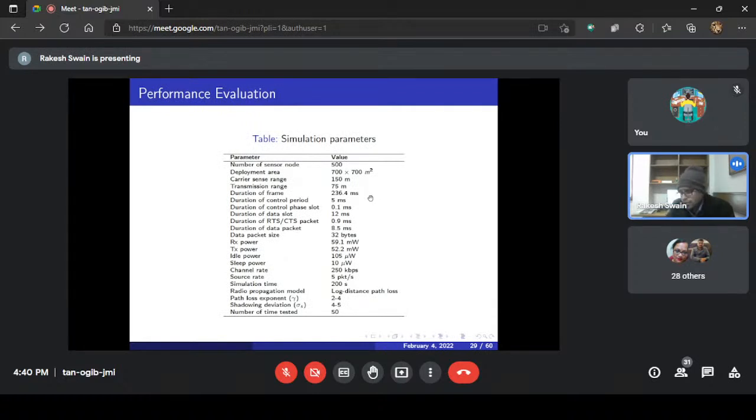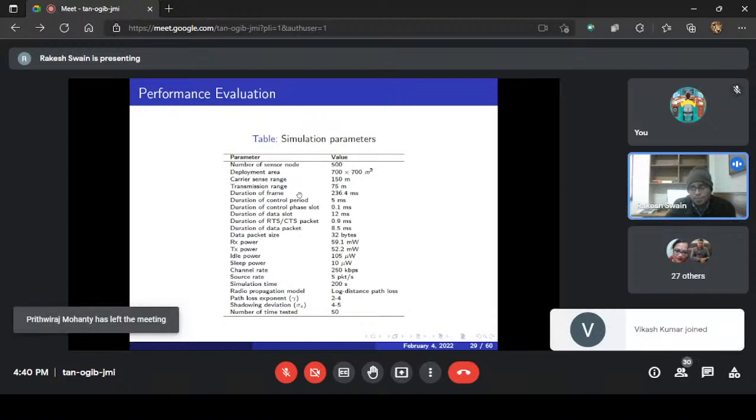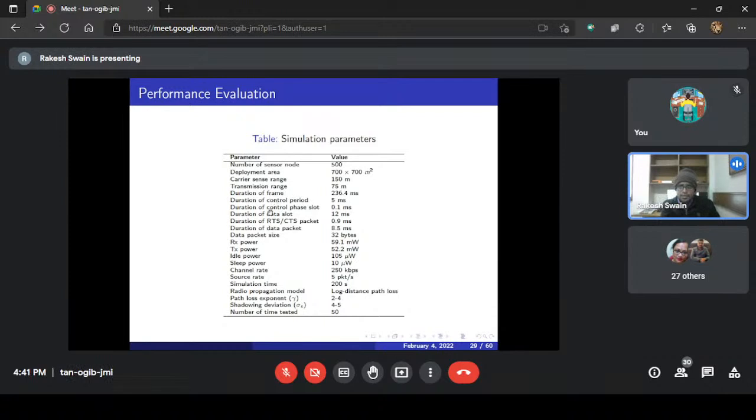I already told that I have used two things here: simulation and also the test bed. So let's see the simulation. I have used the network simulator, that is NS 2.34. Here the parameters I have set are the number of sensor nodes, deployment area, carrier sense range, and the duration of the frame. Actually, the MAC layer frame I have designed has a frame duration, control period, control phase slot, data slot, like this. And power also, the receiving and transmission power, the channel rate, and the model you have to use. So those are my simulation parameters for the network simulator that I am using here.